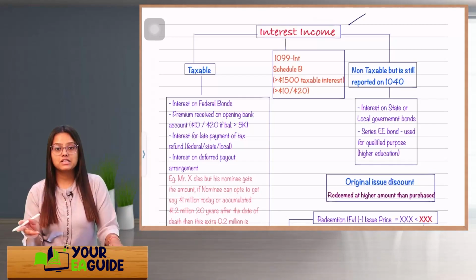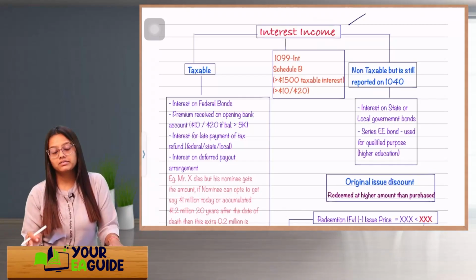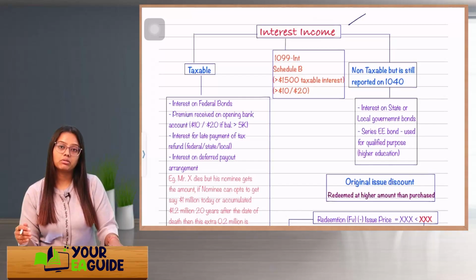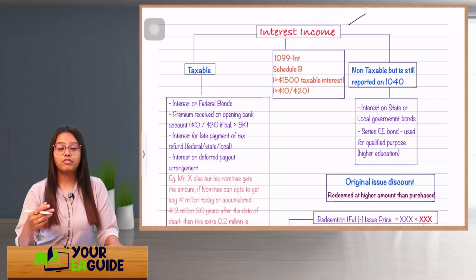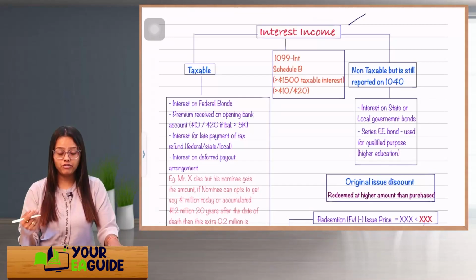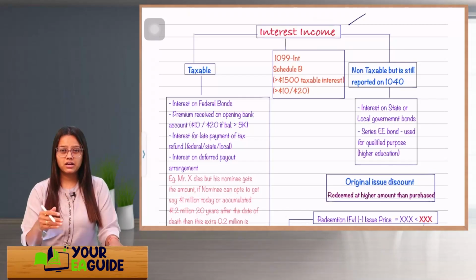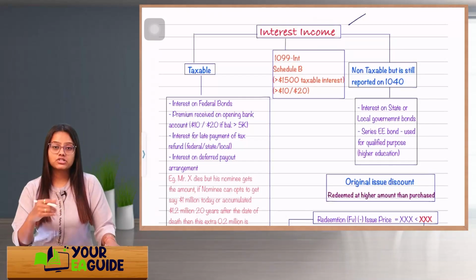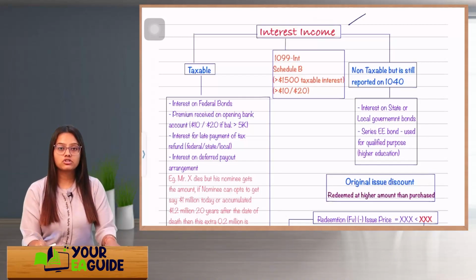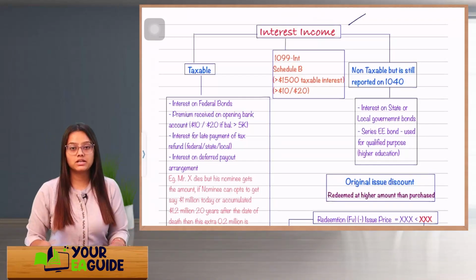And if the balance is more than $5,000, then the $20 benefit you might receive will be considered interest income. Interest for the late payment of a tax refund: let's say you are going to get a refund, but due to some reason your refund is delayed, and for that the federal, state or local government pays interest on that refund. It will also be considered taxable.